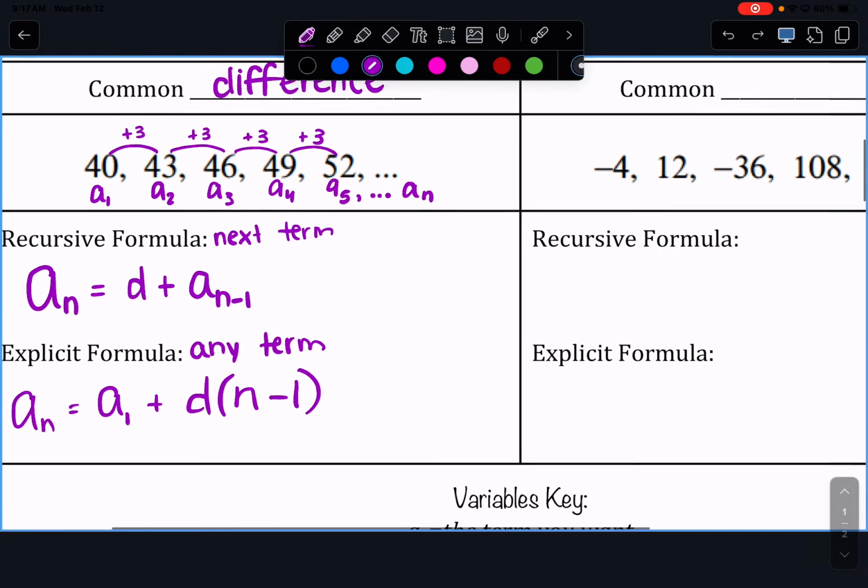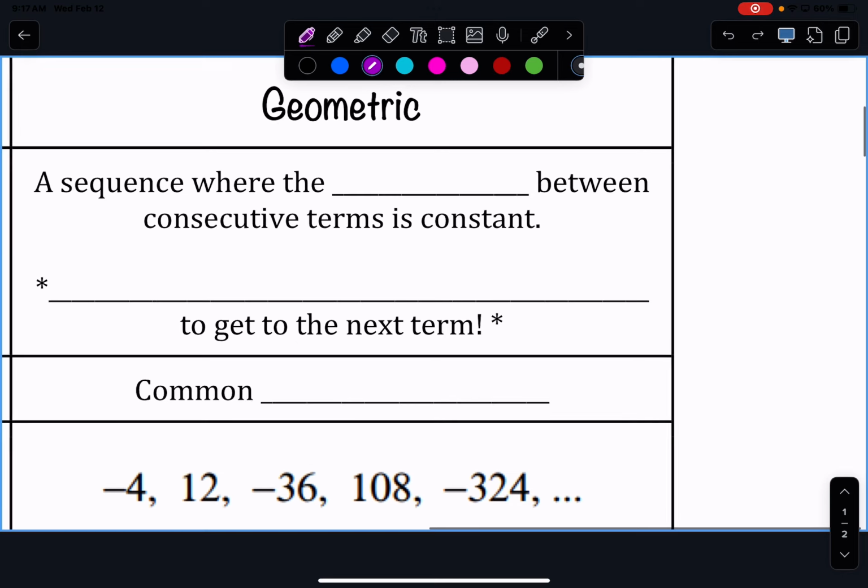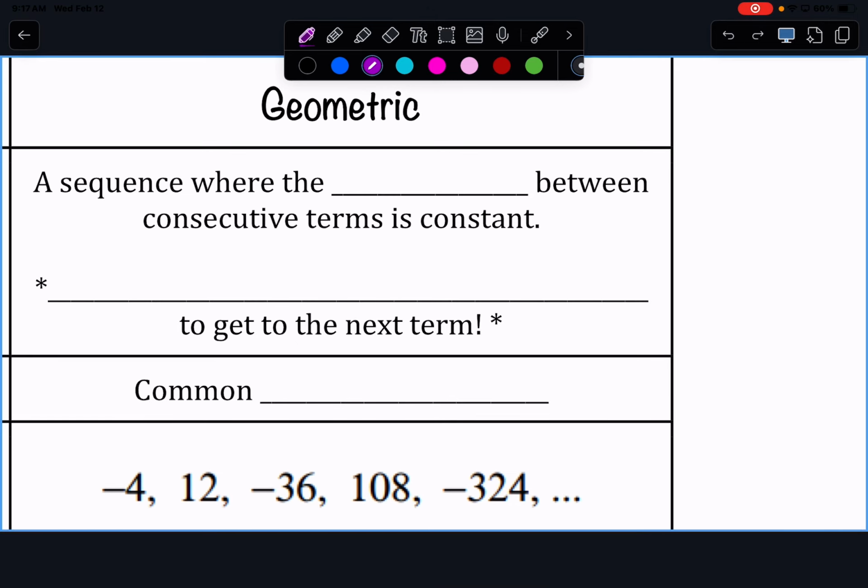But when we start looking over here at geometric, it's going to be something that's really, really similar to what we're doing now. So for geometric, it's a sequence where the ratio between the consecutive terms is constant. Do y'all remember how at the beginning of exponential, we could find the constant ratio by looking at what we multiply to get to the next one? That's all this is. It's the same thing. So we have to multiply to get to the next term, and it has a common ratio.